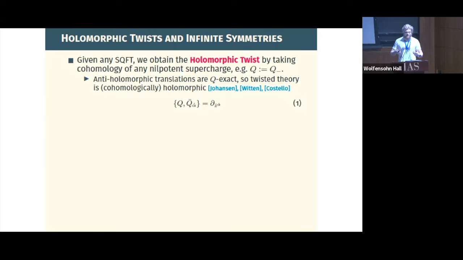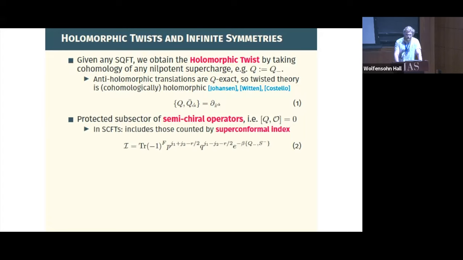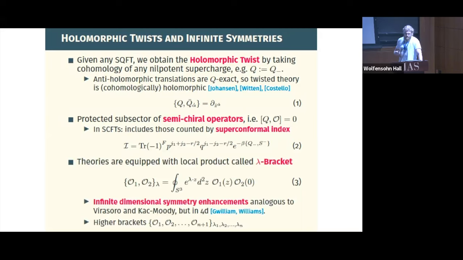Now, this protected subsector would presumably be called the semi-chiral operators. And in the case you are studying a superconformal field theory, these would be exactly those counted by the superconformal index. So by computing these cohomology classes of local operators, we're essentially categorifying the superconformal index. These holomorphic theories are equipped with a local product structure, analogous to the OPE in 2D VOAs. And these lead to infinite dimensional symmetry enhancements, analogous to the Virasoro symmetry in 2D or Kac-Moody symmetry in 4D. There's also a series of higher brackets, which are a little bit complicated, so I won't go into the details, but they'll make an appearance later.